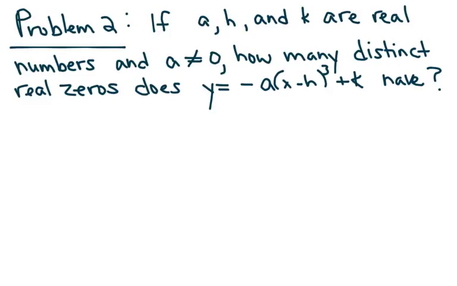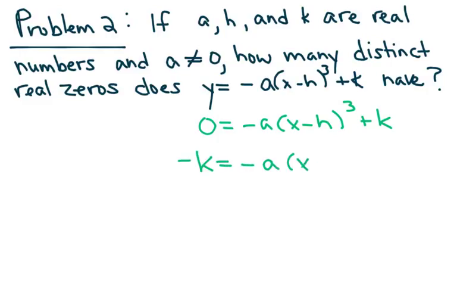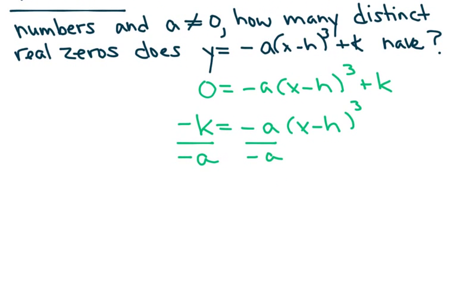So let's think about this problem algebraically. How would I solve for x? Because that's the zeros, right? It's when y is equal to 0, we want to know what x is. So in order to solve this, the first thing I would do is I would subtract k. And then I would divide both sides by negative a. The nice thing is 2 negatives are going to make a positive, so I'm going to have k over a is equal to x minus h cubed.